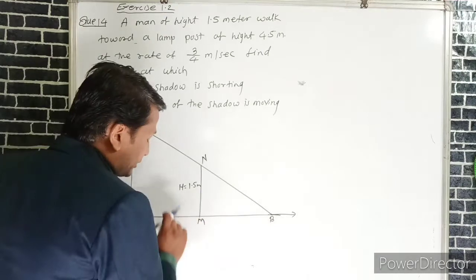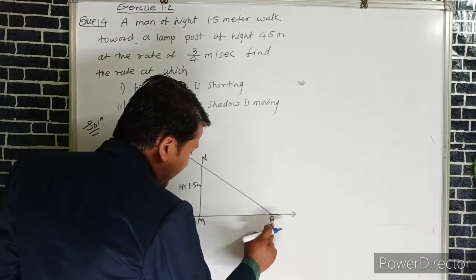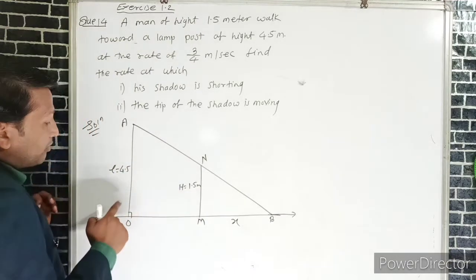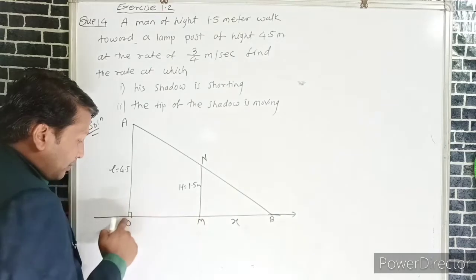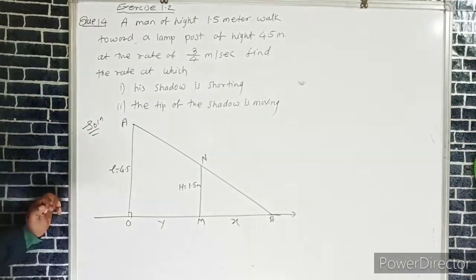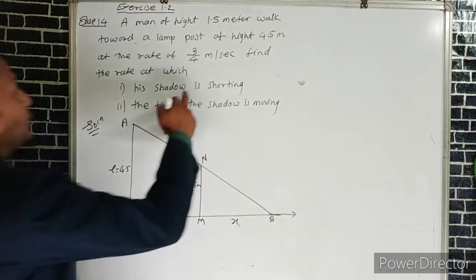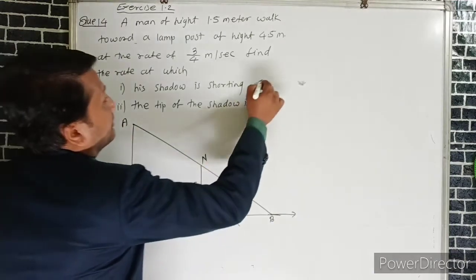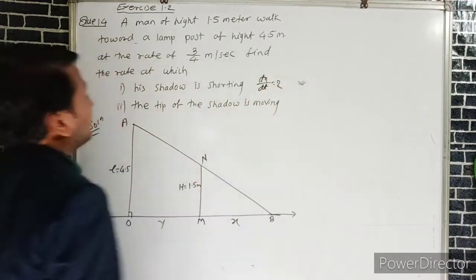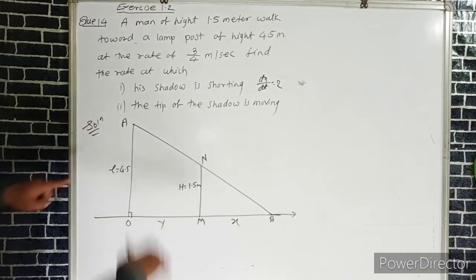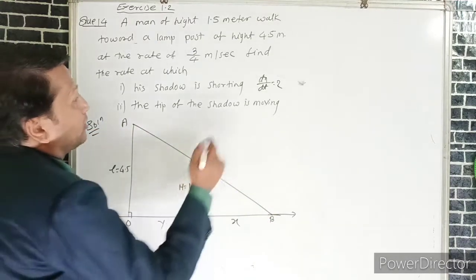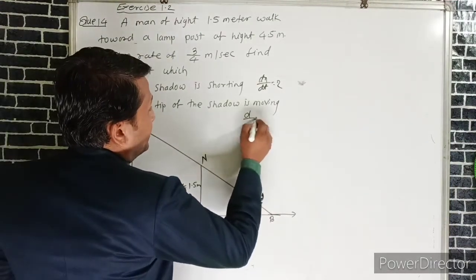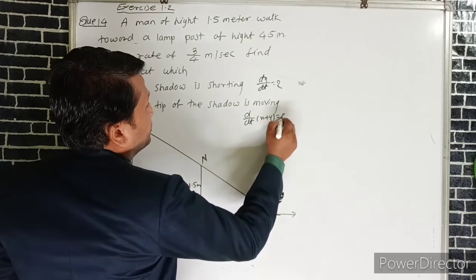So let us consider that the shadow of the man, which is MB, be x, and the distance of the man from the lamp post be y. Here we have to find how his shadow is shortening, meaning the rate of change of the shadow of the man, which is dx by dt, and the tip of the shadow is moving, meaning the rate of change of the tip of the shadow, which is OB, that is the derivative with respect to t of x plus y, is equal to what?